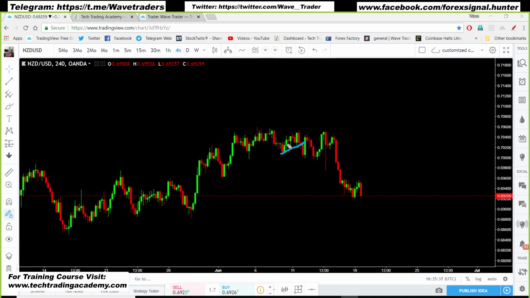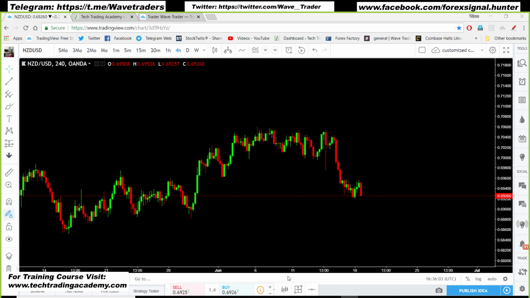So, breakdown of that flag. Price broken down but turned into a bigger correction. We were selling the Kiwi dollar in our room for more downside. That is the trade I was showing you, and I hope you guys are into that trade.